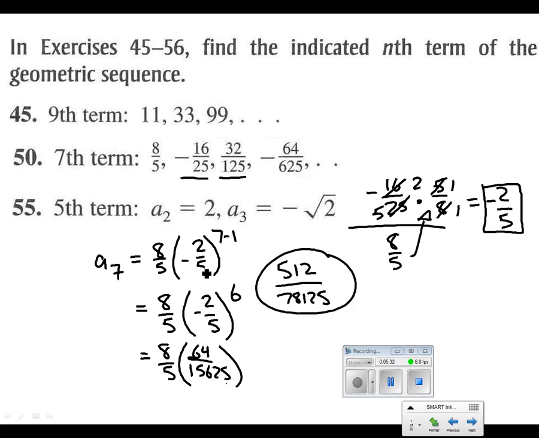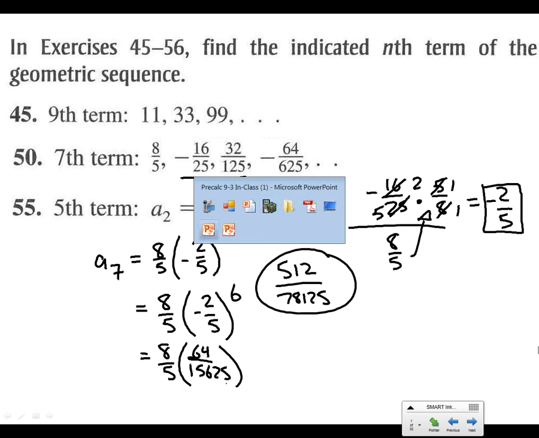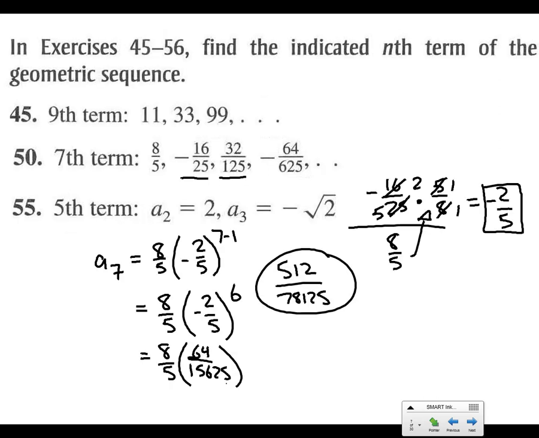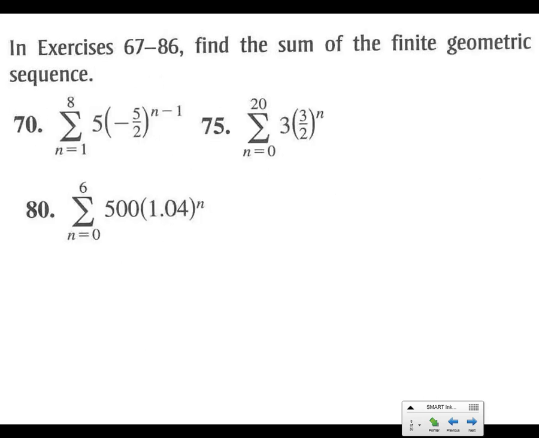Big fraction would be our answer. Moving on to 60. Oh, sorry, we skipped 60 and 65 here. So moving on to 70.